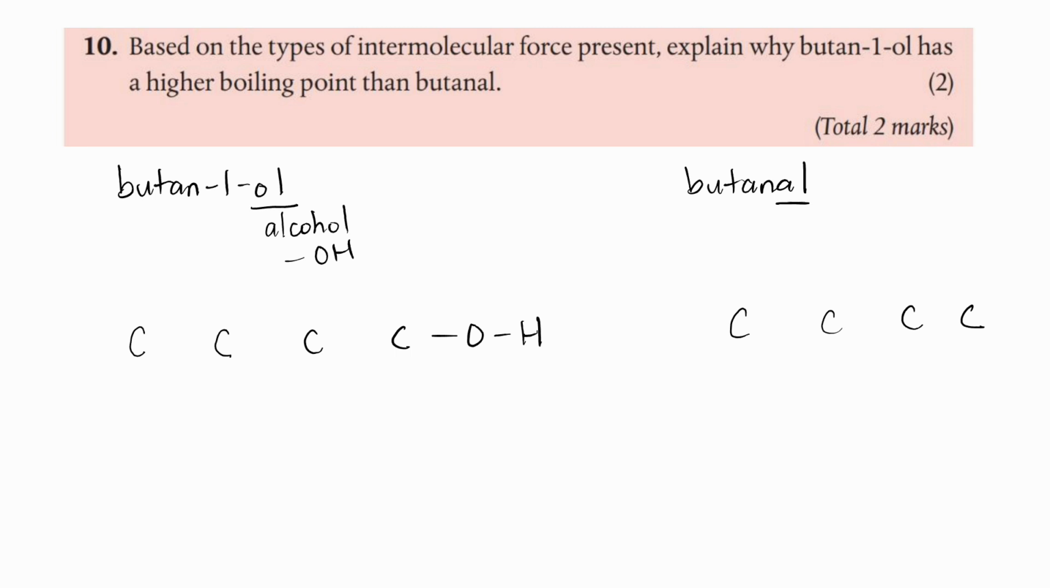And this one has an ending al, which is an aldehyde. And an aldehyde is essentially a carbon with a double bonded oxygen and a hydrogen, and it's attached to a carbon chain. So the difference between these two is not much besides the way that that oxygen is bonded.